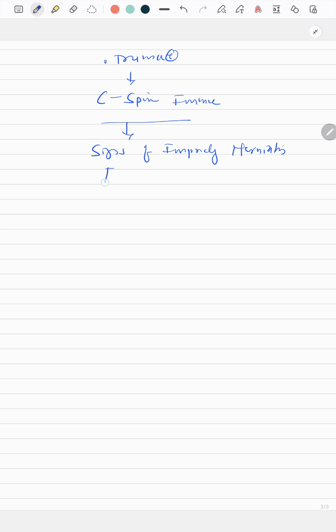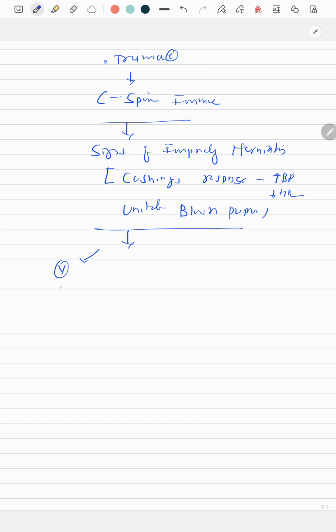If there is history of trauma, cervical spine immobilization is important, and any signs of impending herniation like Cushing's response, that is rise in BP, fall in heart rate and irregular breathing pattern, and unilateral blown pupil are signs of herniation, then you should go for elevation of head.